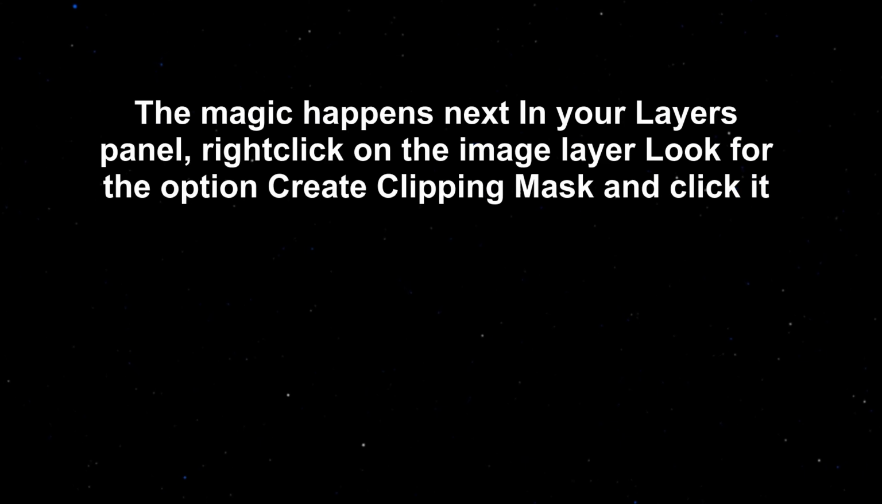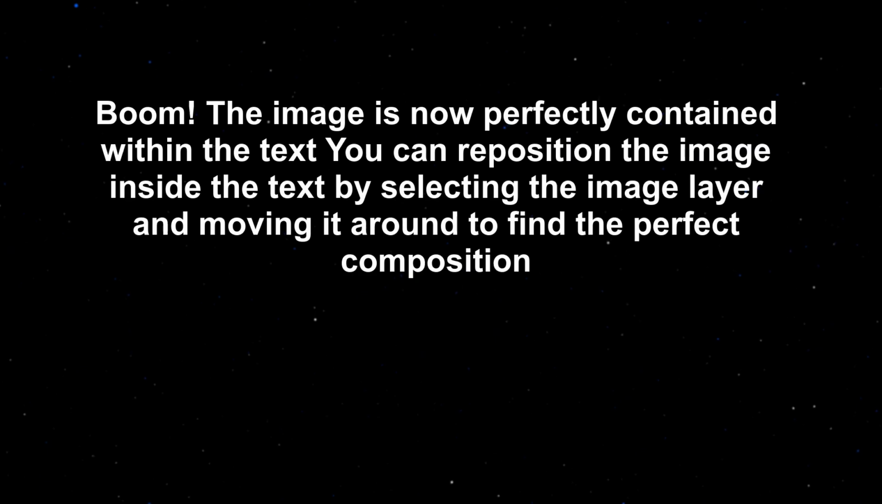The magic happens next. In your Layers panel, right-click on the image layer, look for the option Create Clipping Mask and click it. Boom! The image is now perfectly contained within the text.